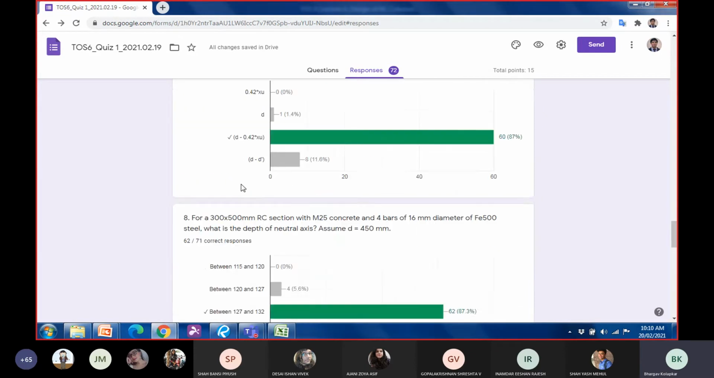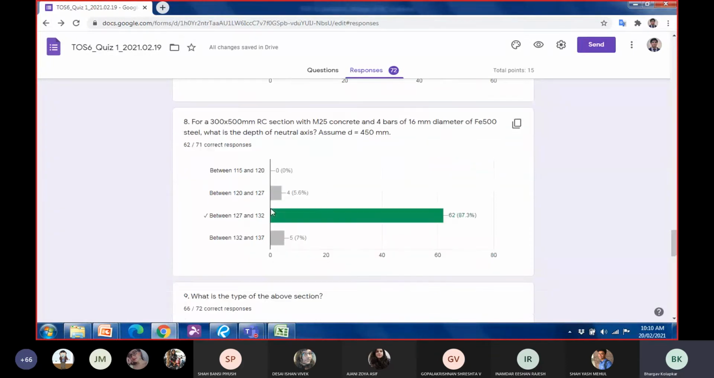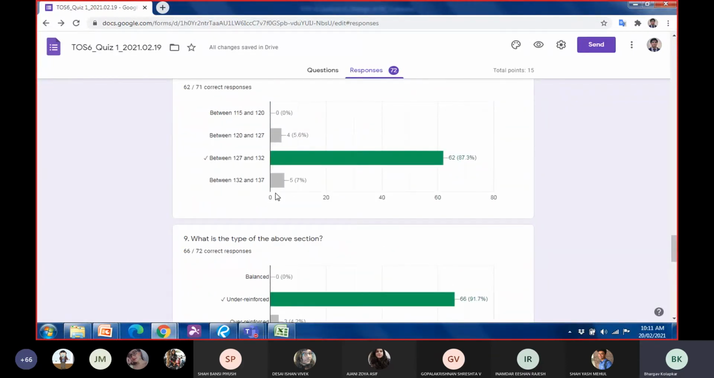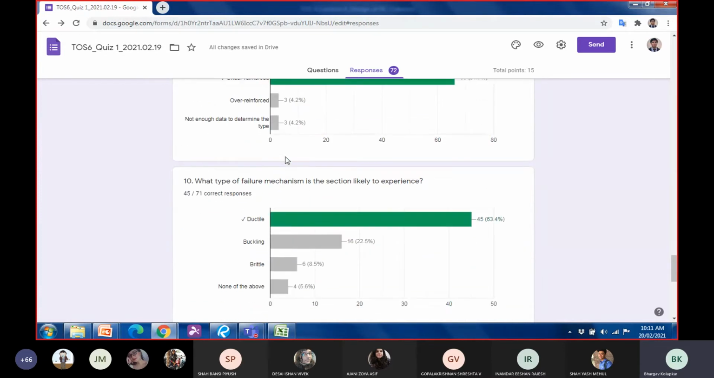There's no question of answering 0.87 FCK. 7, very straightforward. 8, you had to do some calculations here, but I'm glad that most of you have done it correct. It is just force equilibrium. You just have to find out the value of XU. And all the other questions are linked to question number 8. So once you get question number 8 correct, automatically you get in line of answering 9, 10, and so on correctly. So question number 9, very good.